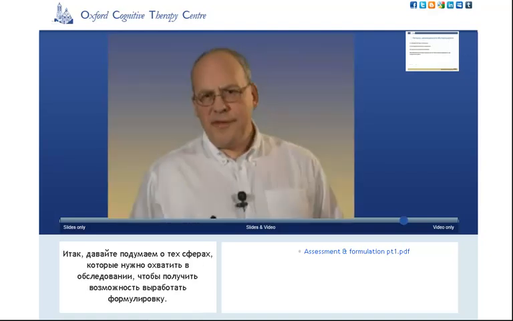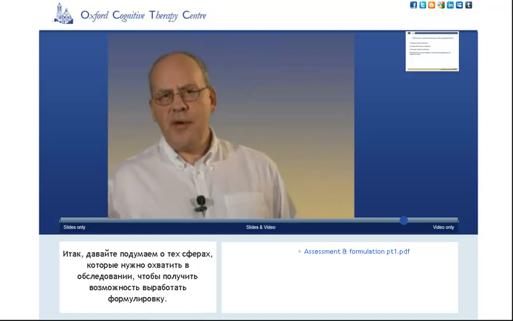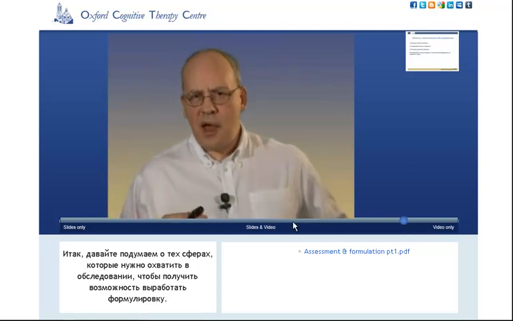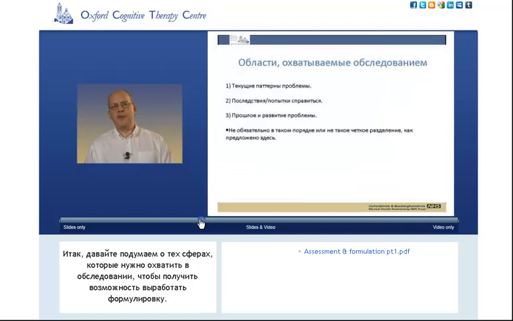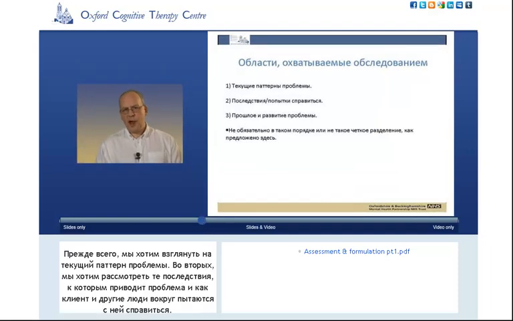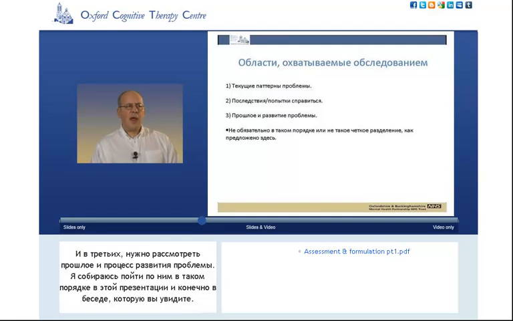So let's think about the areas that we need to cover in an assessment interview in order to be able to develop the formulation. First of all, we want to look at the current pattern of the problems. Secondly, we want to look at the consequences of the problem for the client and how they and other people have tried to cope with it. And third, we want to look at the past history and the development of the problem.